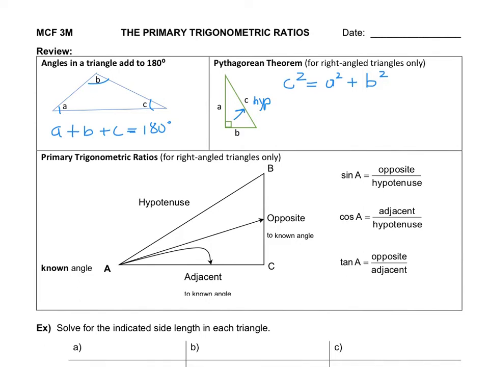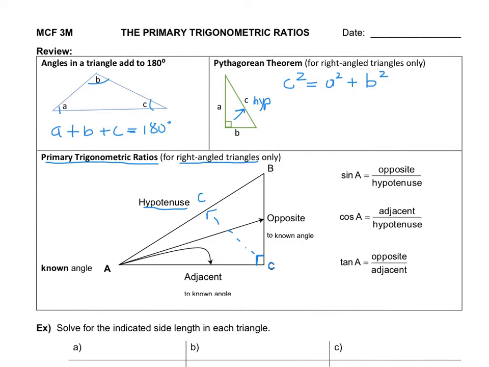In grade 10, we focused on solving triangles using the primary trig ratios. And remember, these only work for right angle triangles. In this diagram, there should have been a right angle down here at C, which makes this side the hypotenuse. If I have angle C in the bottom corner, then across from it is the hypotenuse, and we use the lowercase letter c to represent its side.